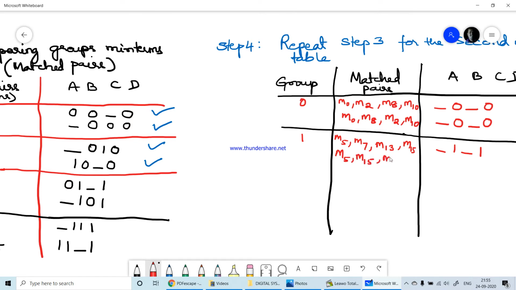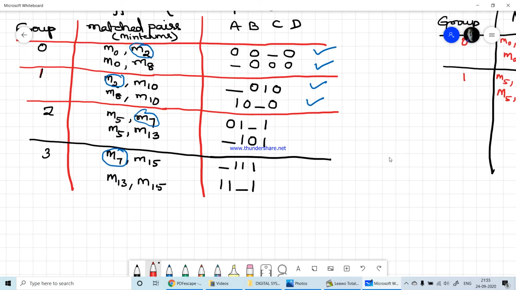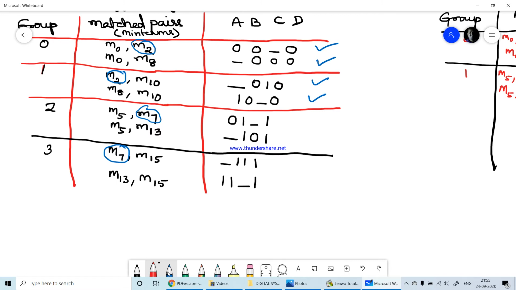Therefore, I can say M5, M13, then M7, M15 are matched, and you get the same thing because we have the same minterms. So therefore, you should get same. Now I'll tick those which I have used to group or match. M5, M7 was used to match. M5, M13 was also used to match. M7, M15 and M13, M15 are also used to match.